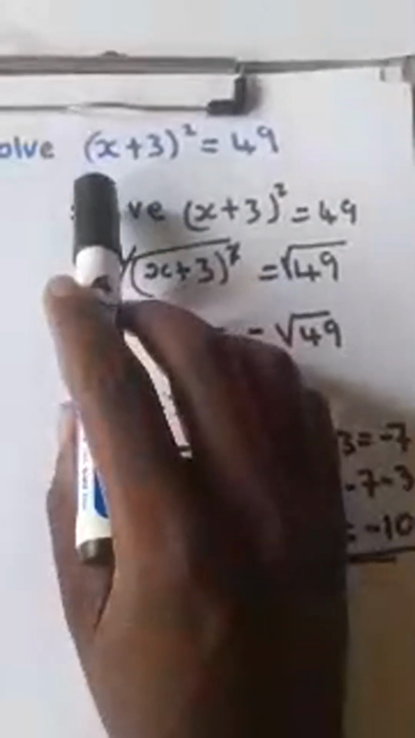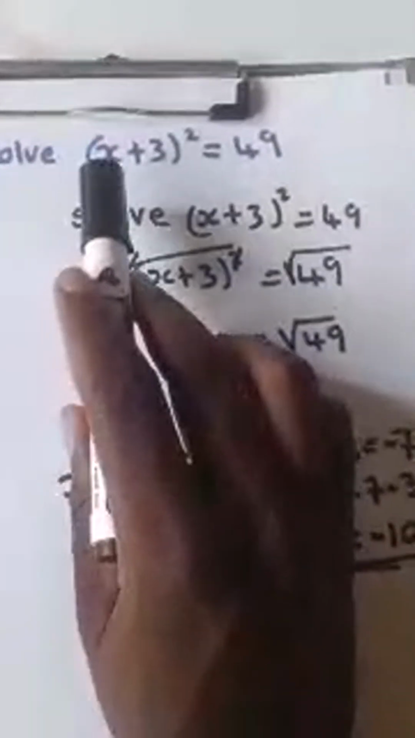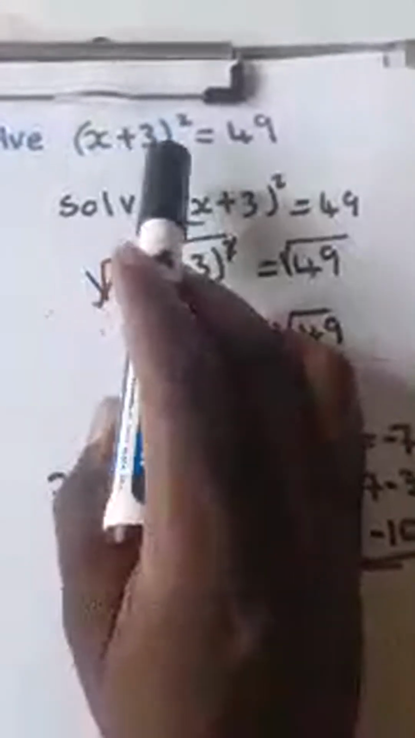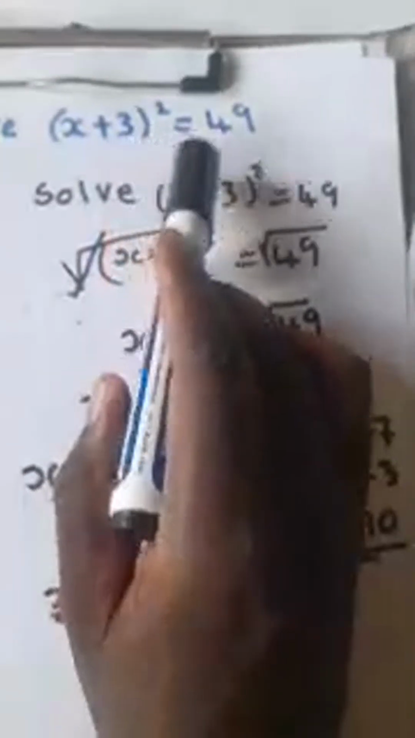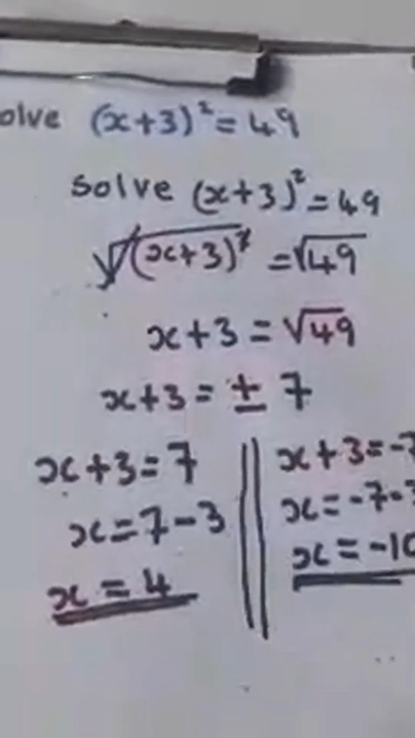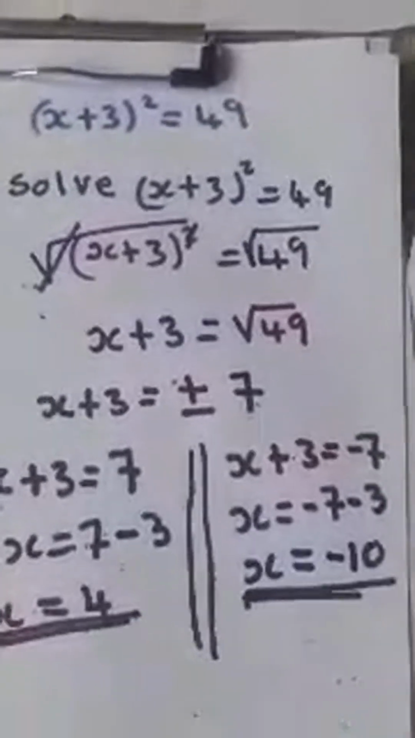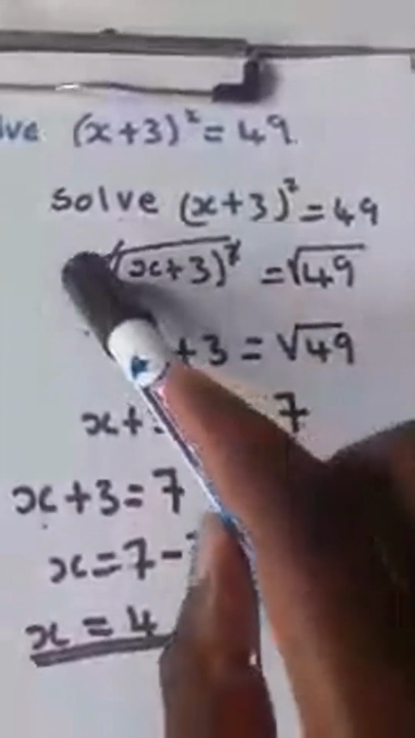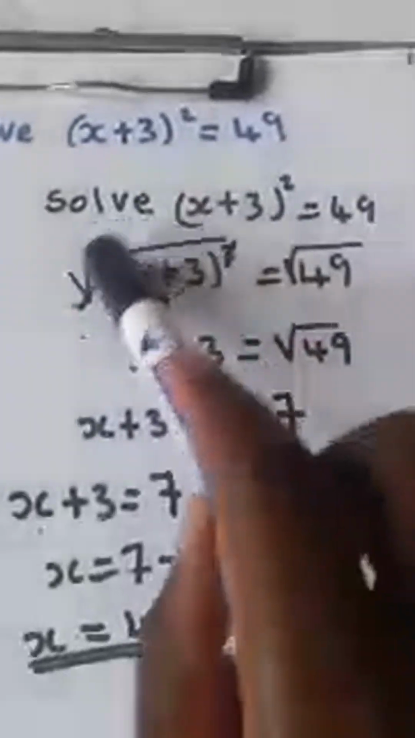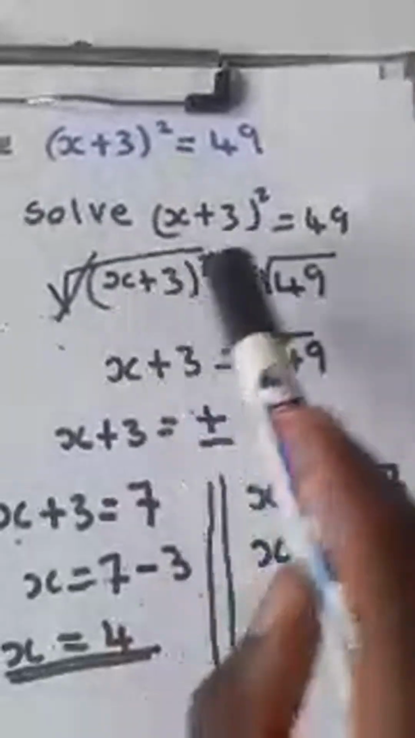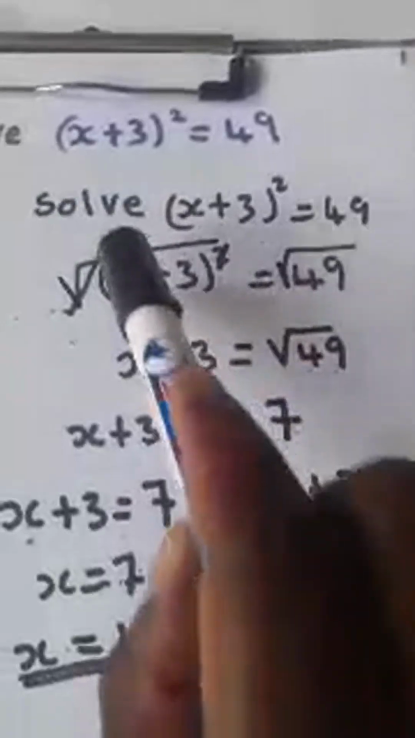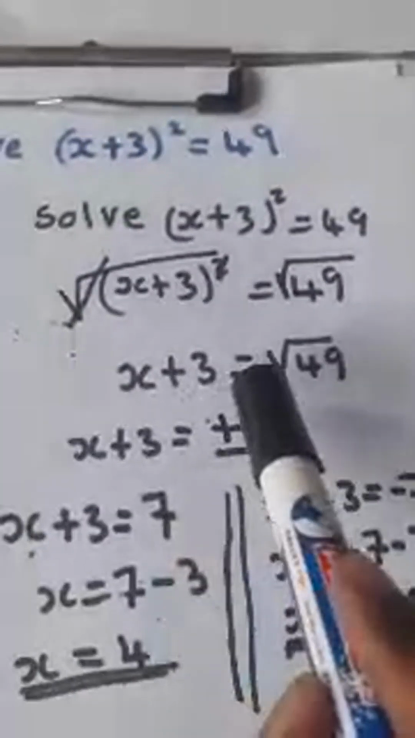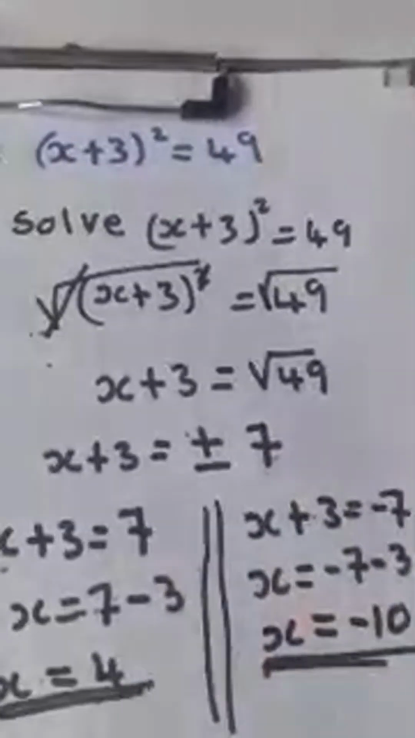So I was saying, given the equation, solve x plus 3 in bracket raised to the power of 2 is equals to 49. So in solving it, we want to get rid of this power 2, so we put a square root on both sides. So power 2 and the square root, they cancel each other, then we get x plus 3. And now root 49.